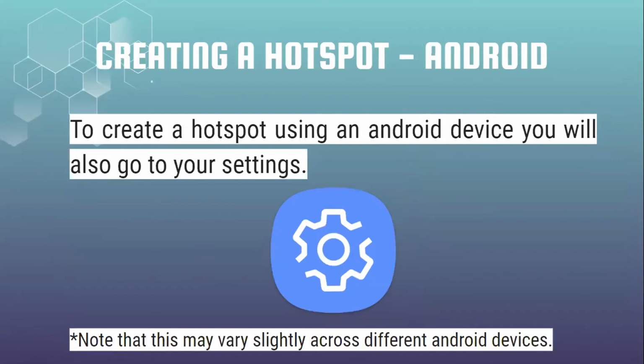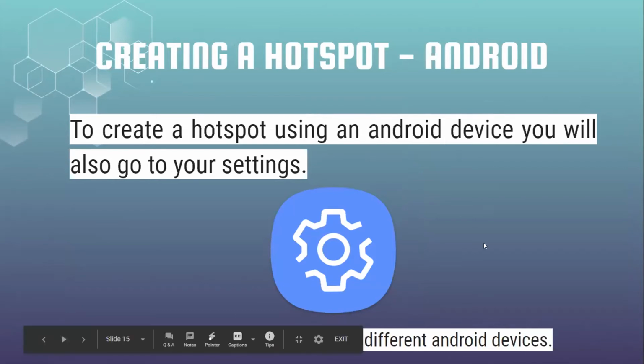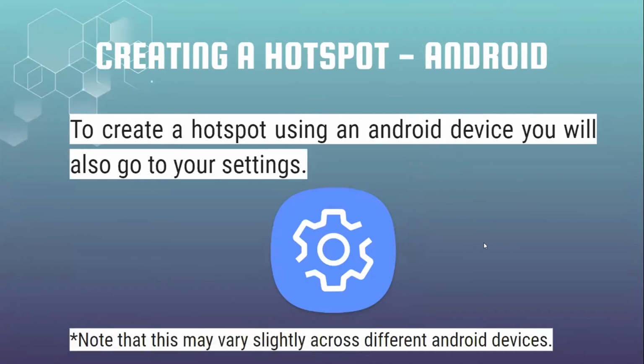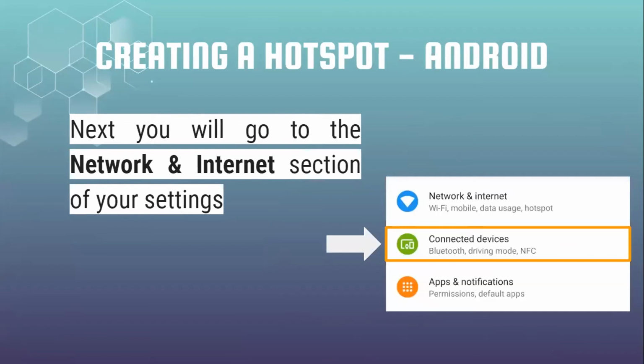So now we'll be learning how to create a hotspot for Android users. To create a hotspot using an Android device, you will also go to your settings, and the settings icon is shown here. But note that this settings icon may differ slightly across different Android devices. So creating a hotspot, then you will go to the Internet and Network section of your settings, which is also indicated on the right by the arrow.